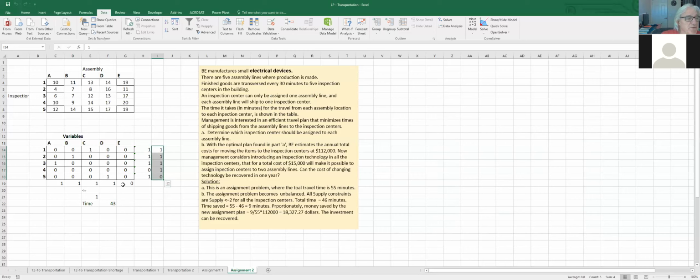Okay, so what it tells you here is do not use assembly line E, do not use it at all. This one, it puts a 1 here, although, okay, let's see why. Yeah, it puts a 1 here, it should not. So it's not doing what it's supposed to do.